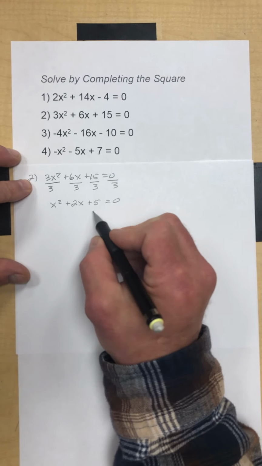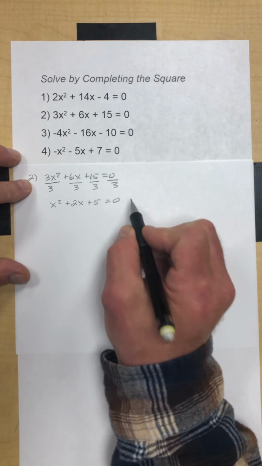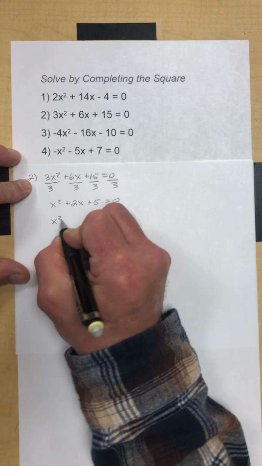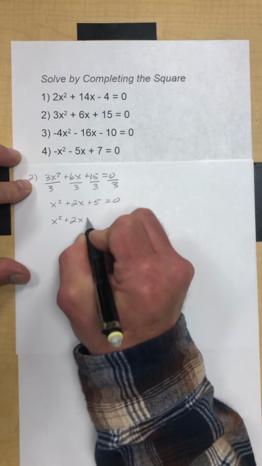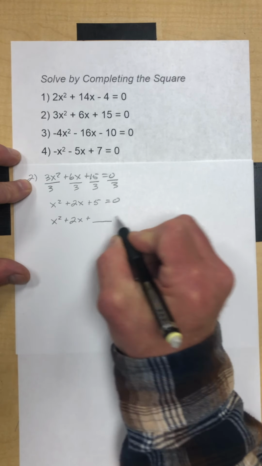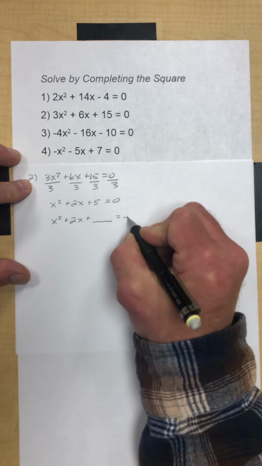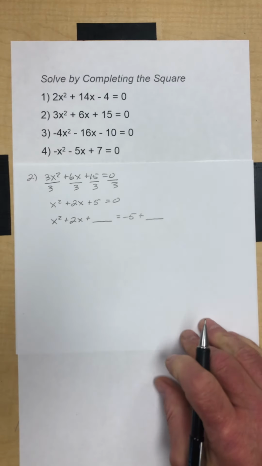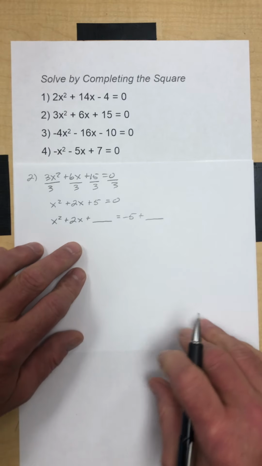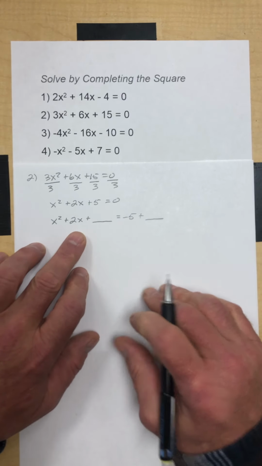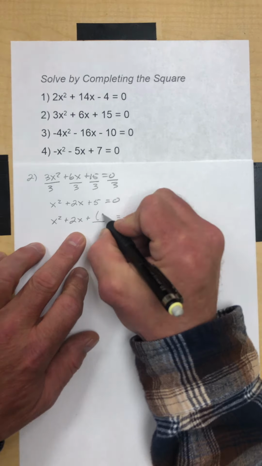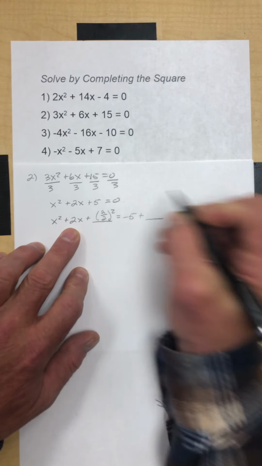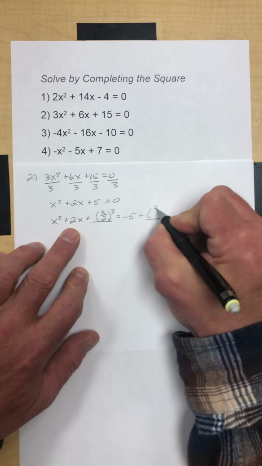All right, so I have to move this positive 5 over, so it becomes negative 5. So I get x squared plus 2x plus some unknown equals negative 5 plus that unknown. What do I do here? I take the linear coefficient, I divide by 2, and I square that. So I have to add the same thing over here.